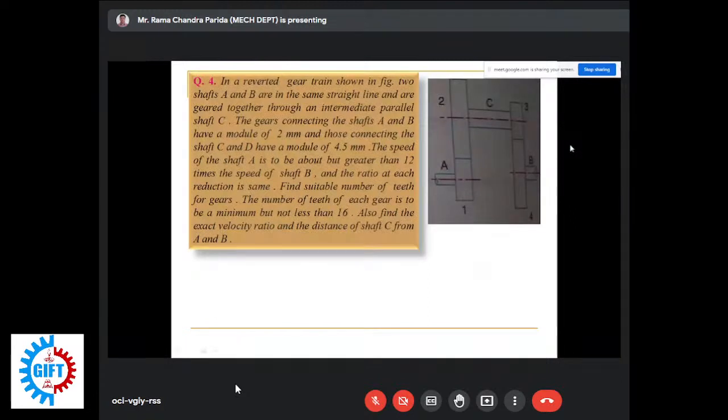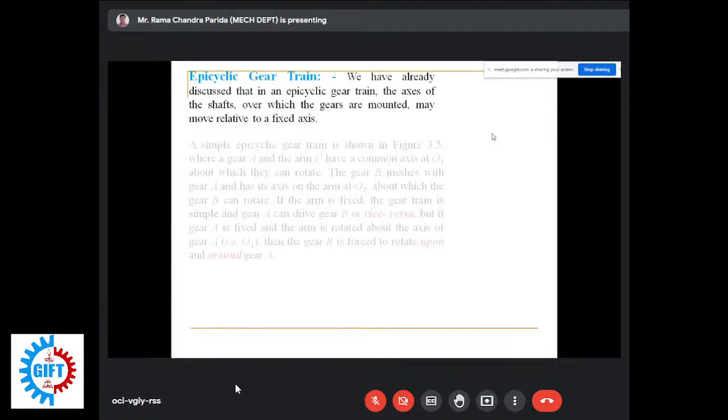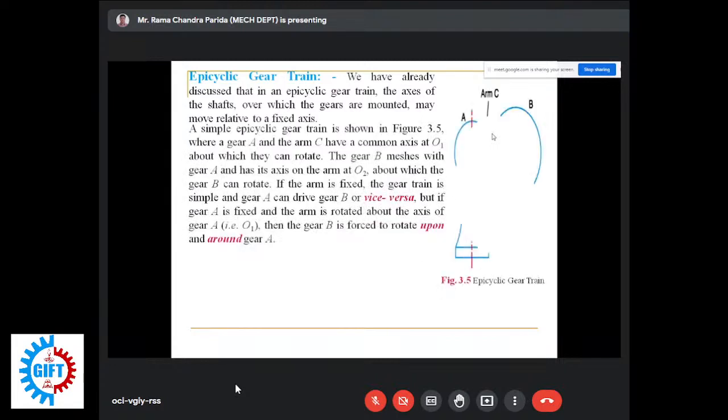This one is the reverted gear train. You can see the reverted gear train diagram here. Gear 2 and gear 3 are connected on the same shaft. And the epicyclic gear train is not required, I think; it is not in your syllabus. But still, if you want to remember, you can.